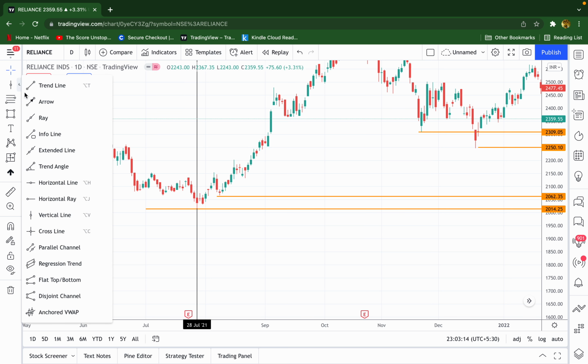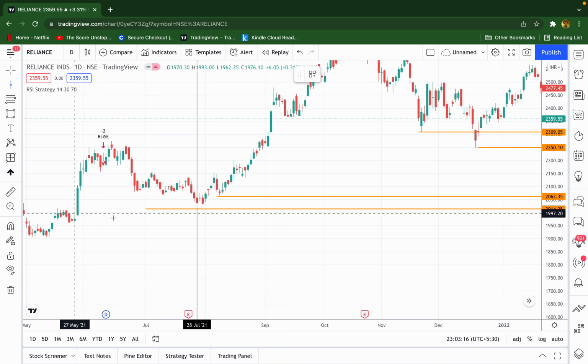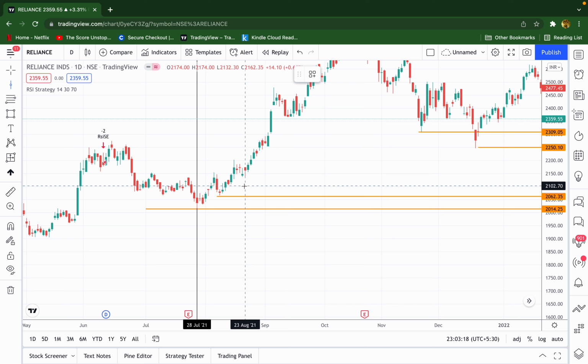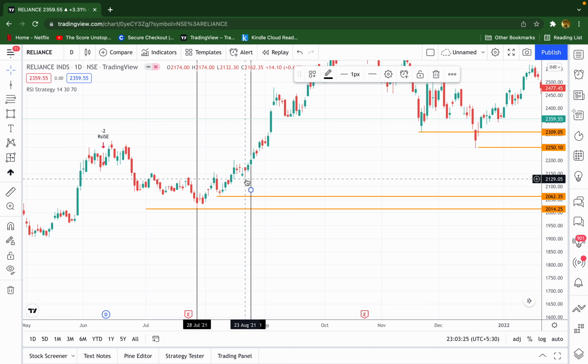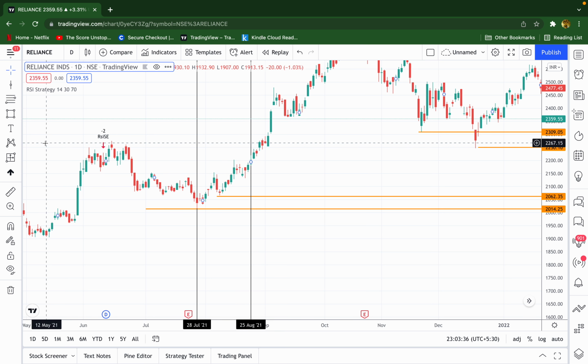Similarly, you can see at this candle, this red candle, its low is less than the previous two lows, and in the right also the low is less than the next two lows. So this one is also a pivot candle.